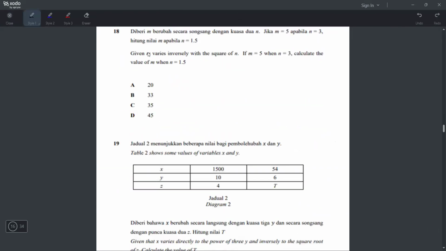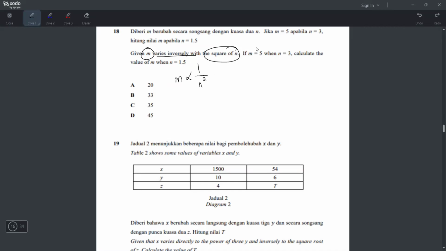Number 18. Given M varies inversely with the square of N. So I think this is a variation question. It says varies inversely, which means secara songsang. So if it is inverse, you have to draw a line, and whatever they write here, you have to tulis bawah. Square of N means N kuasa 2. Nothing atas means letak 1.